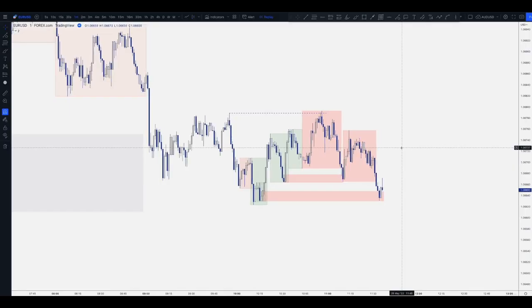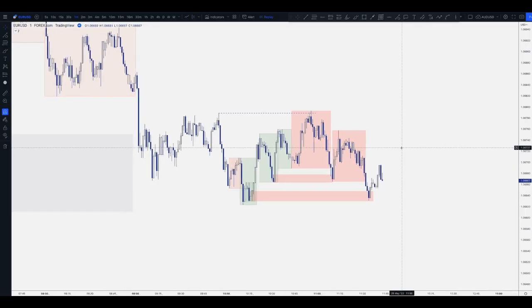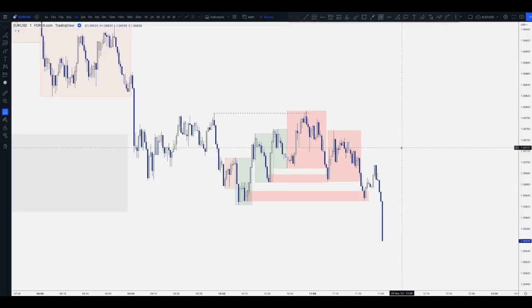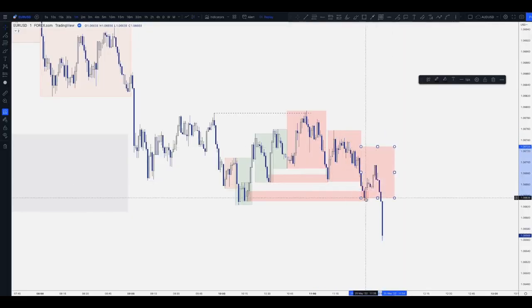So let's see what happens. Bit of a bounce again, think it's going to work, it's going to work. Okay, nice reaction. And then I get smashed. Why? Well, because order flow has just continued to be bearish that entire time, right?